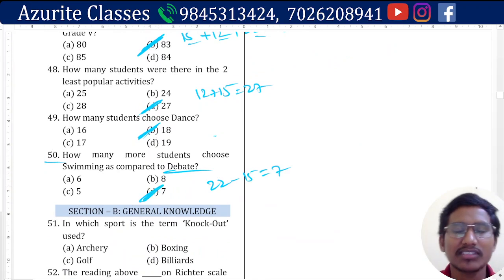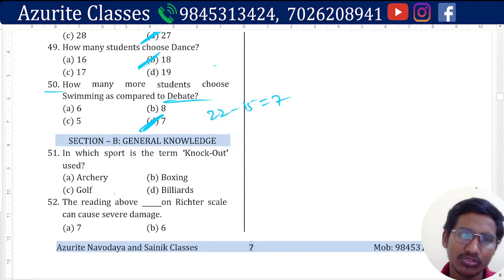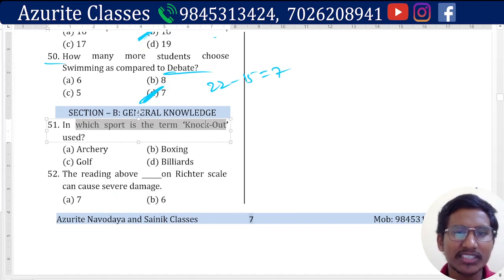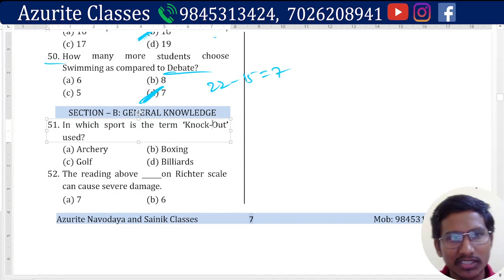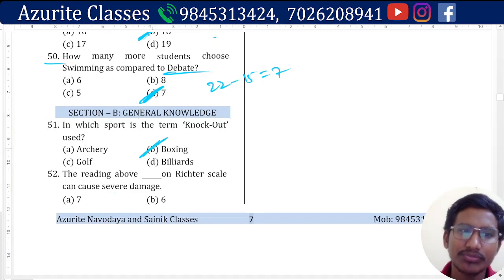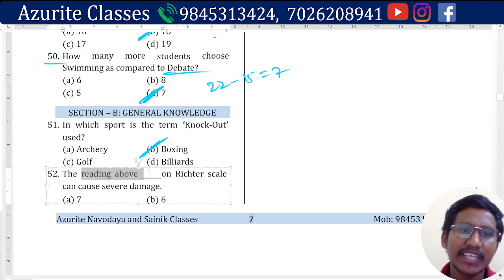So this is the first section, mathematics, we completed. You can watch this video again and understand. Okay, so let us do the next. So 51 question, in which sport is the term knockout used? Boxing, the knockout term is used in boxing, option B. Now 52, reading above dash on Richter scale can cause severe damage.